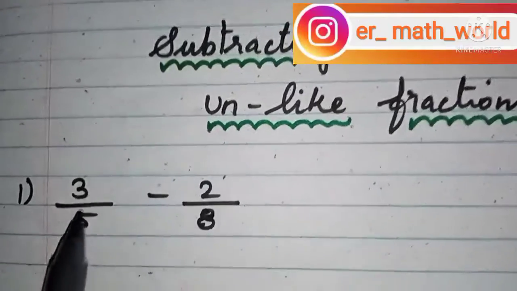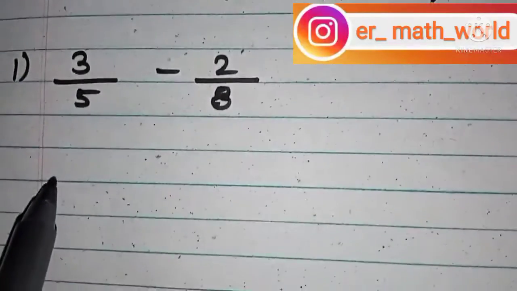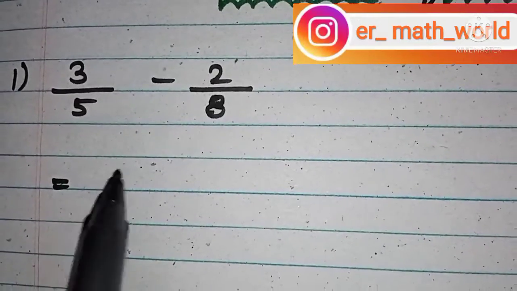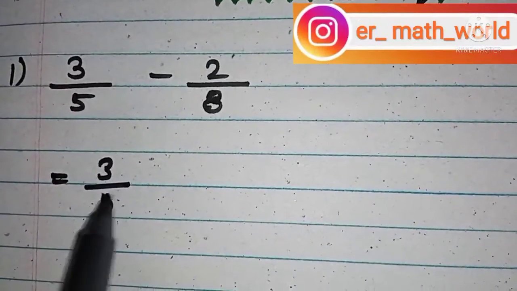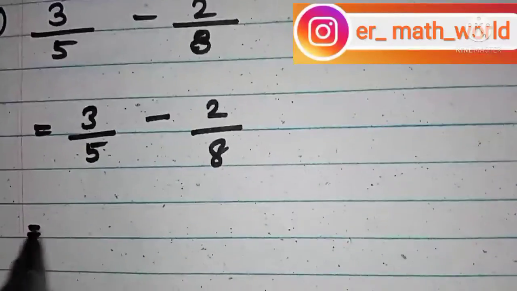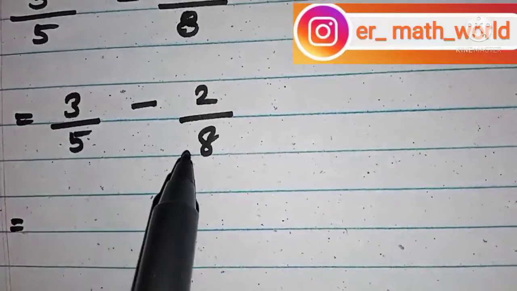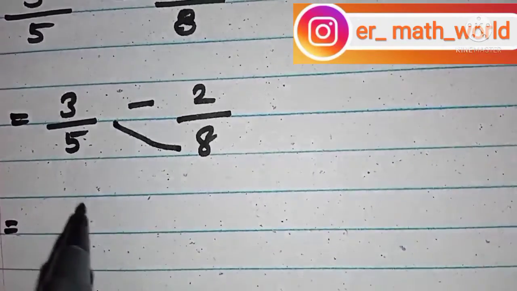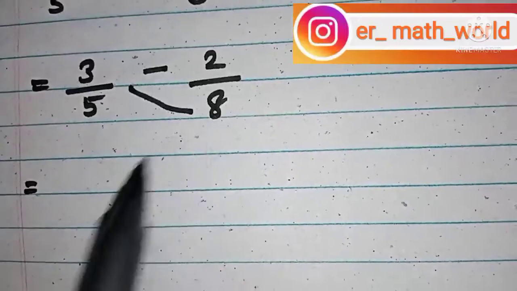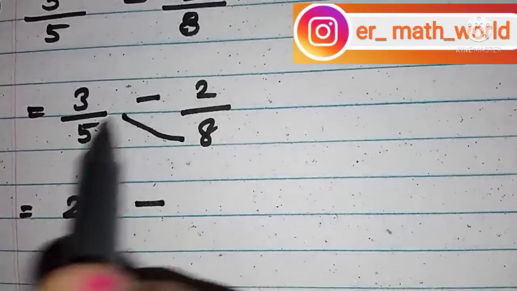First example, 3 by 5 minus 2 by 8. Let us see how we are going to subtract. First you have to write the question, 3 by 5 minus 2 by 8. Next, I am going to do the cross multiplication with the numbers 3 and 8. 3 8s are 24. Next, minus 5 and 2.